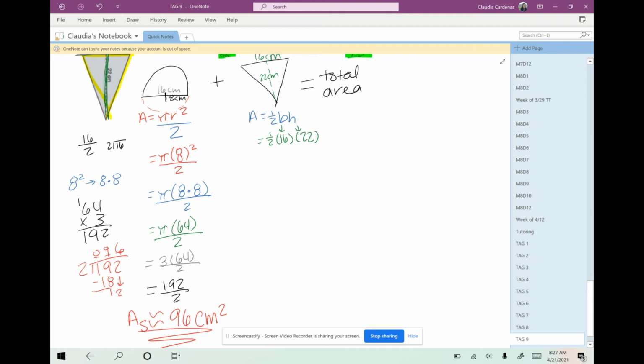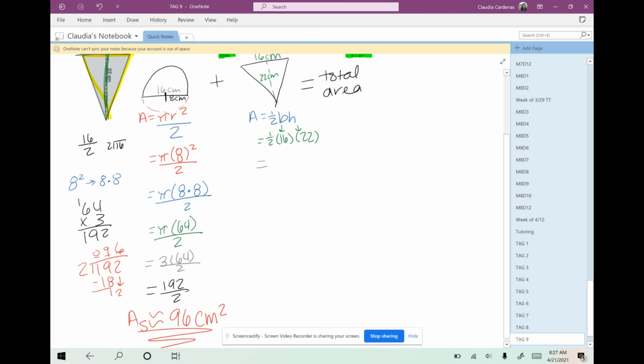Now, are we done finding the area of the composite shape? No, we are not, because we only have found the area of the semicircle. And so now we need to go into finding the area of the triangle. So we've already substituted our base and height. And so now we can start multiplying this out.